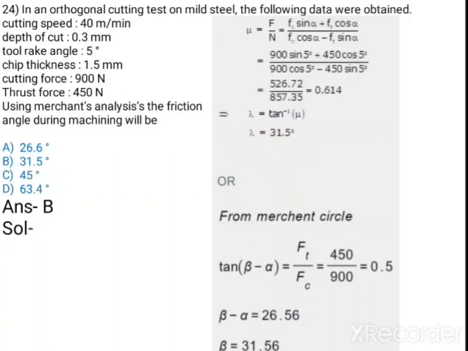Or you can also apply the Merchant circle, that is the second method. Tan(beta minus alpha) is equal to Ft by Fc. Just put the values of Ft 450 and Fc 900. Beta minus alpha you will get 26.56. What is alpha? 5 degree. So 26.56 plus 5 is 31.56. That is the right answer, B. You can apply any formula for that.